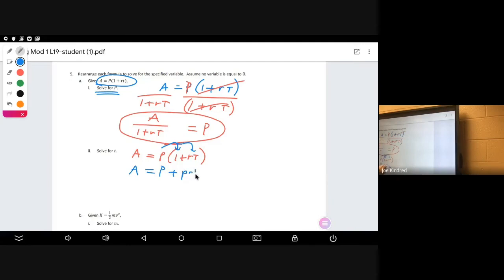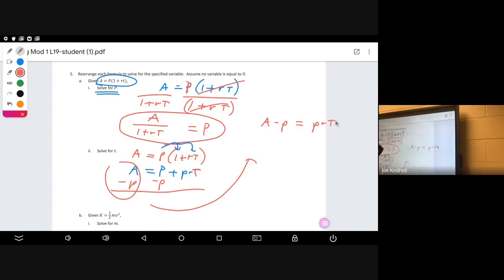P plus PRT. So I'm solving for T. That means I'm going to subtract P. I'm going to move my work up here. And I get A minus P is equal to PRT. A minus P, not like terms. I got to keep them separate. That left me with PRT. And then, last step, divide by the P and the R. It's multiplication. And guess what? My answer is A minus P over PR is equal to T.